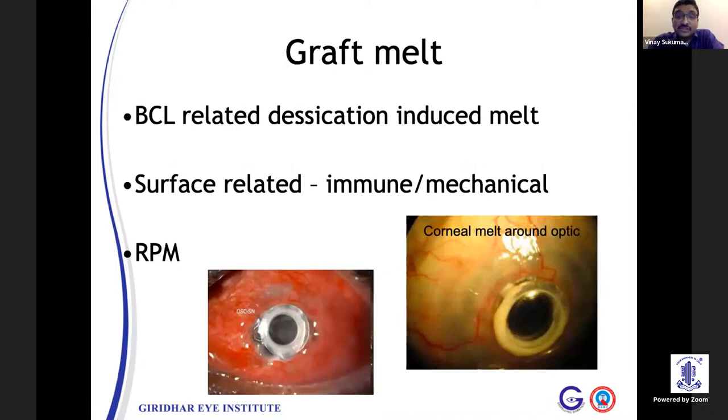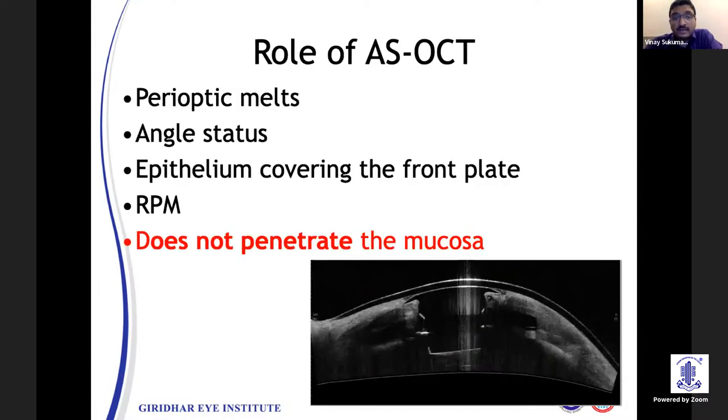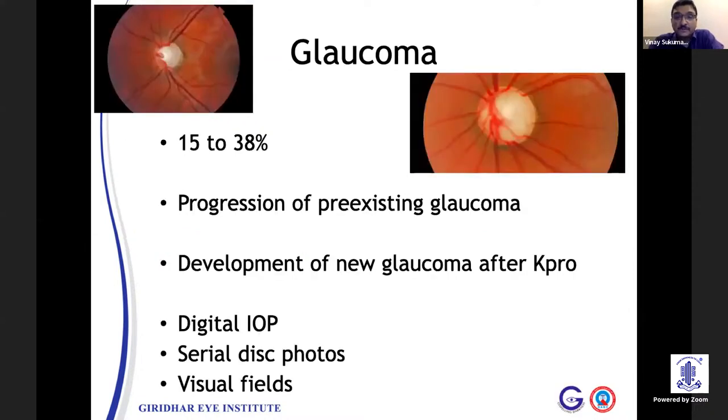Now, graft melt is a serious issue in Boston type keratoprosthesis. It can be, as I mentioned before, BCL-related desiccation-induced melt, or because of ocular surface problems, either mechanical or immune-mediated, and then a thick RPM itself can induce melt. AS-OCT in Boston type keratoprosthesis helps in identifying periprosthetic melts, and also helps in assessing the angle, epithelium covering the front plate, and RPM. But in osteokeratoprosthesis, the type of keratoprosthesis that we use in dry eye, the optic does not penetrate the mucosa, so it has a very limited role in these conditions.